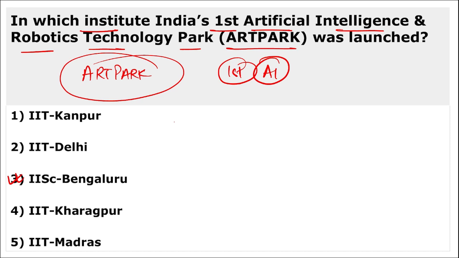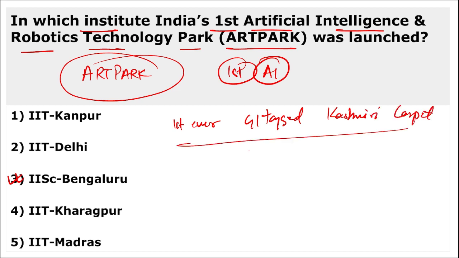Next, apart from this, if we are talking about the first ever GI tagged Kashmiri carpets flagged off to Germany. Remember, recently, the first ever GI tagged Kashmiri carpets were flagged off, or shipped, or exported to which country? It was your Germany.